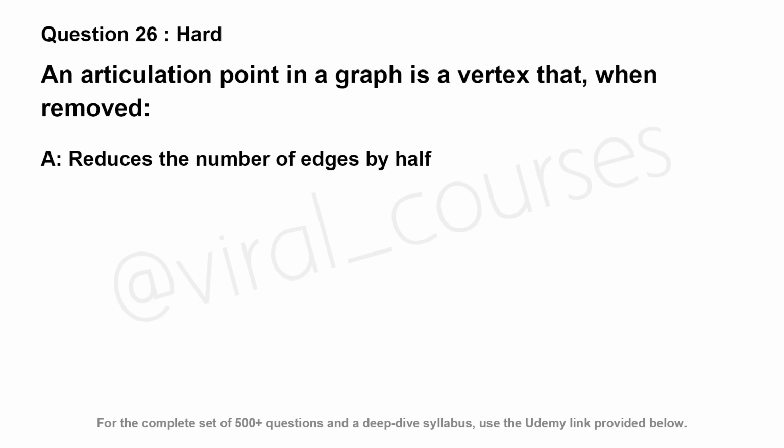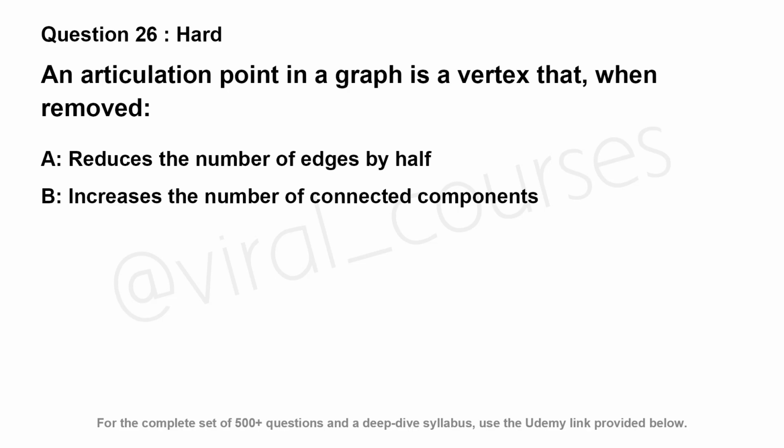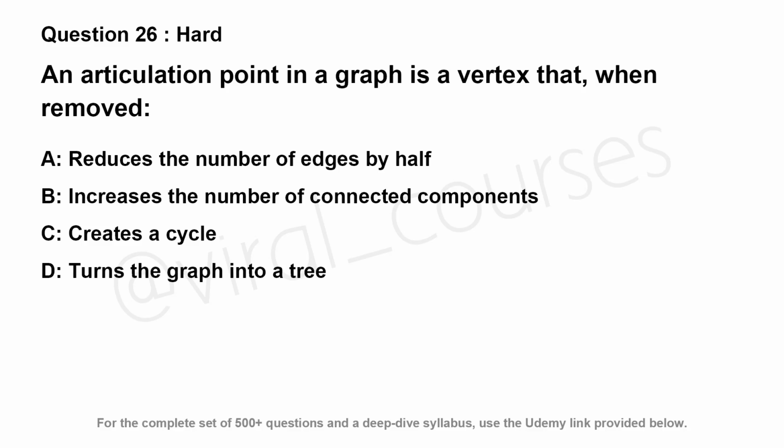An articulation point in a graph is a vertex that, when removed: Option A, reduces the number of edges by half. Option B, increases the number of connected components. Option C, creates a cycle. Option D, turns the graph into a tree.